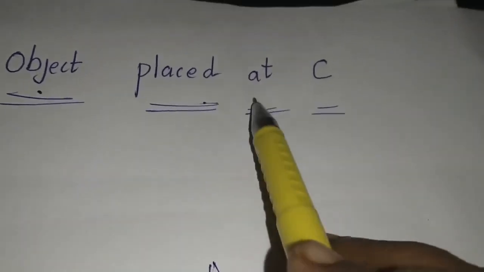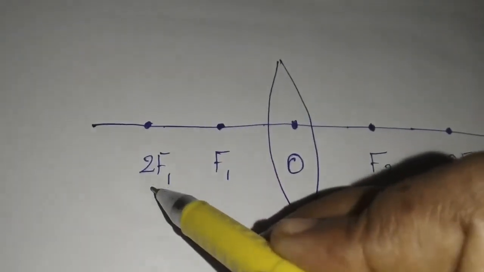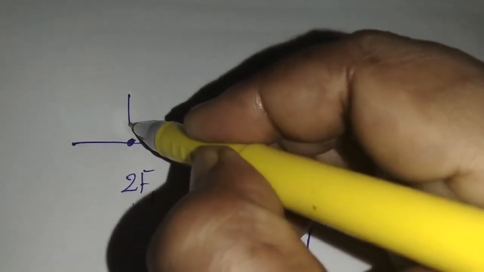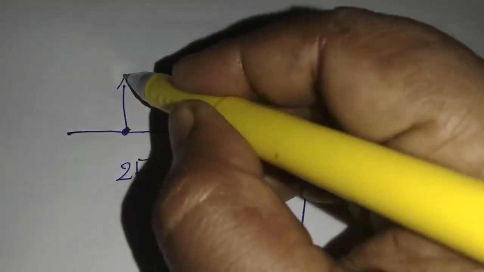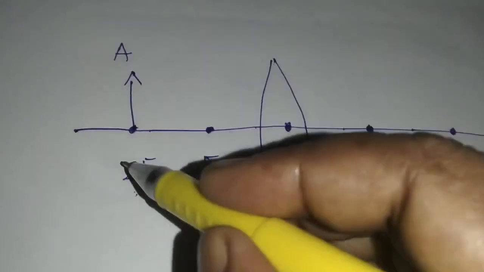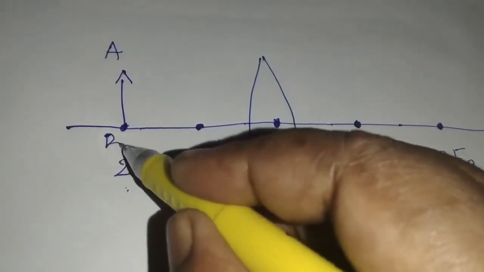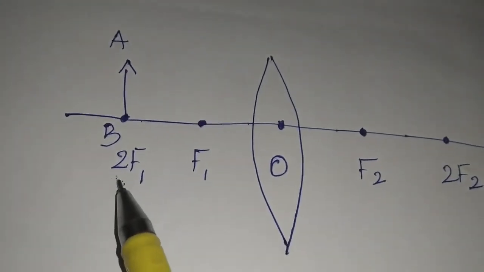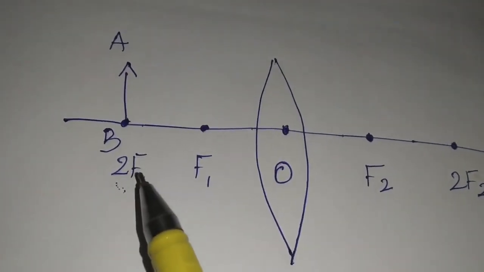Students, here we are going to place the object at C. So C is nothing but 2F1. Here we are going to place the object AB, the up arrow mark is meant for object AB. So we are going to place the object at 2F1 for our case 2.